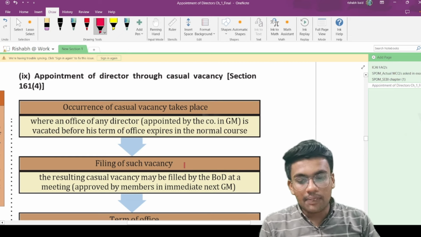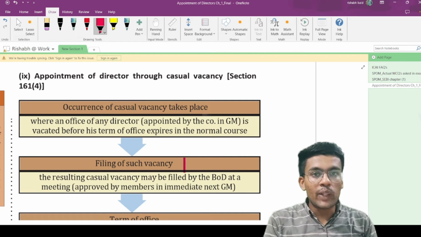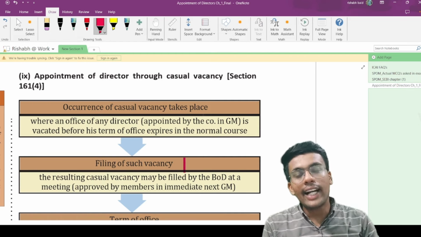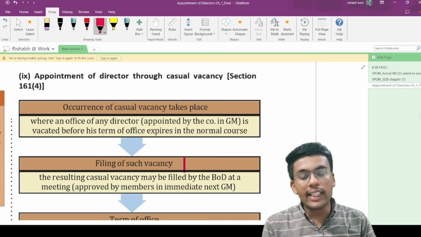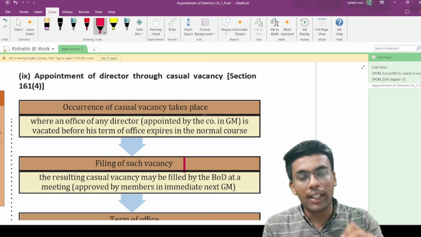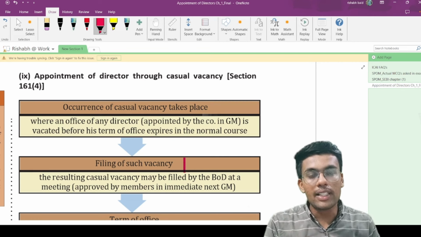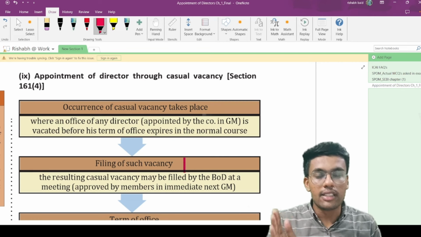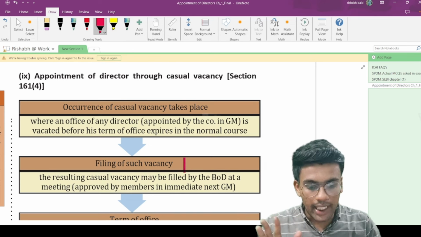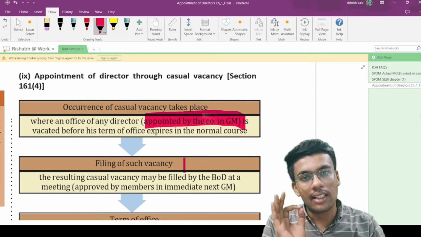Now moving on to section 161 subsection 4. This talks about appointment of director through casual vacancy. Let's say a particular director during the course of his tenure dies or retires on his own willingness, then in that case how is his replacement to be appointed? Please note that this section 161 subsection 4 is applicable only to a person who was appointed as a director in general meeting. For a person such as an alternate director or additional director who is not appointed in general meeting, these provisions are not applicable. So this is only applicable to those who have been appointed by the company in general meeting.